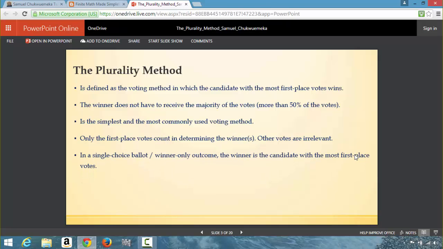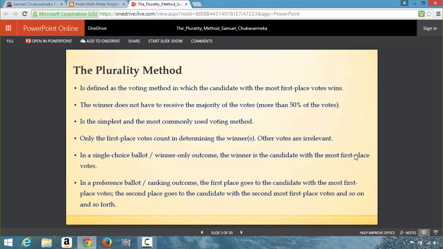In a single choice ballot or winner-only outcome, where you have to select only a single choice, the winner is the candidate with the most first place votes. But in a preference ballot, that is a ranked ballot with a ranking outcome, first place goes to the candidate with the most first place votes, second place goes to the candidate with the second most first place votes, and so on. That's when we have a ranked election.